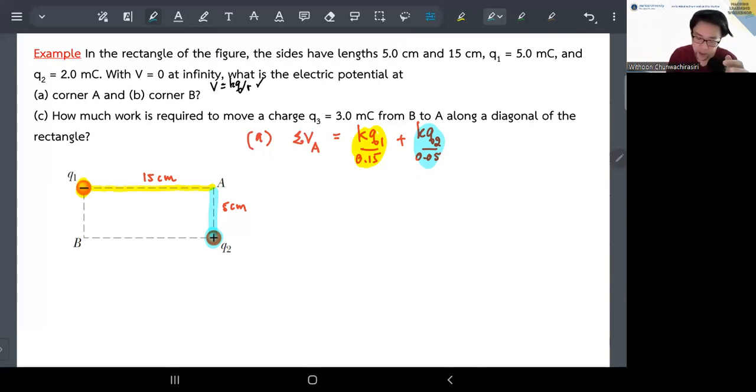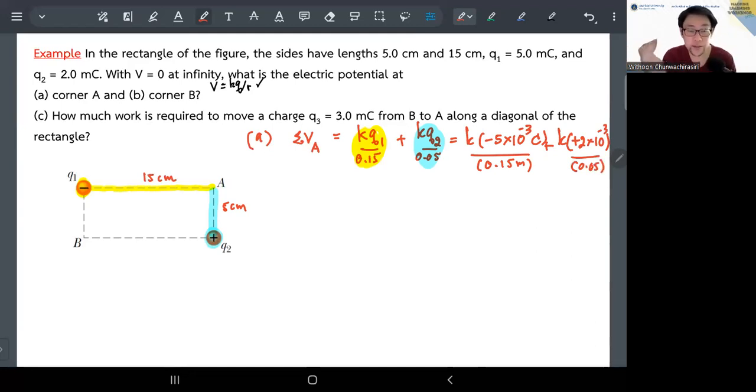The only thing that you have to be careful with is the sign. If Q1 is negative, don't forget to put the negative sign in there. So let me do a quick substitution here for you guys to see, divided by 0.15. And Q2 is positive, so don't worry about that. You just plug that in. Let me omit the unit here. There you go. So that's what it is.